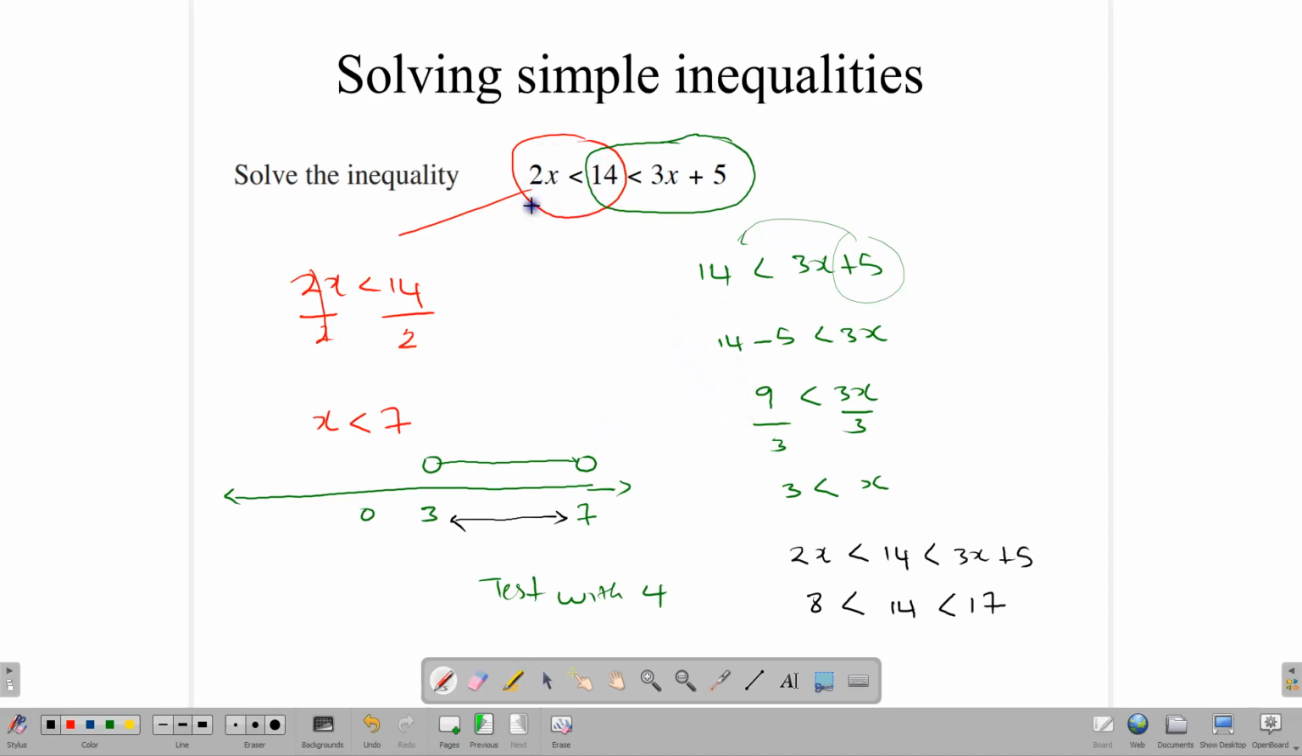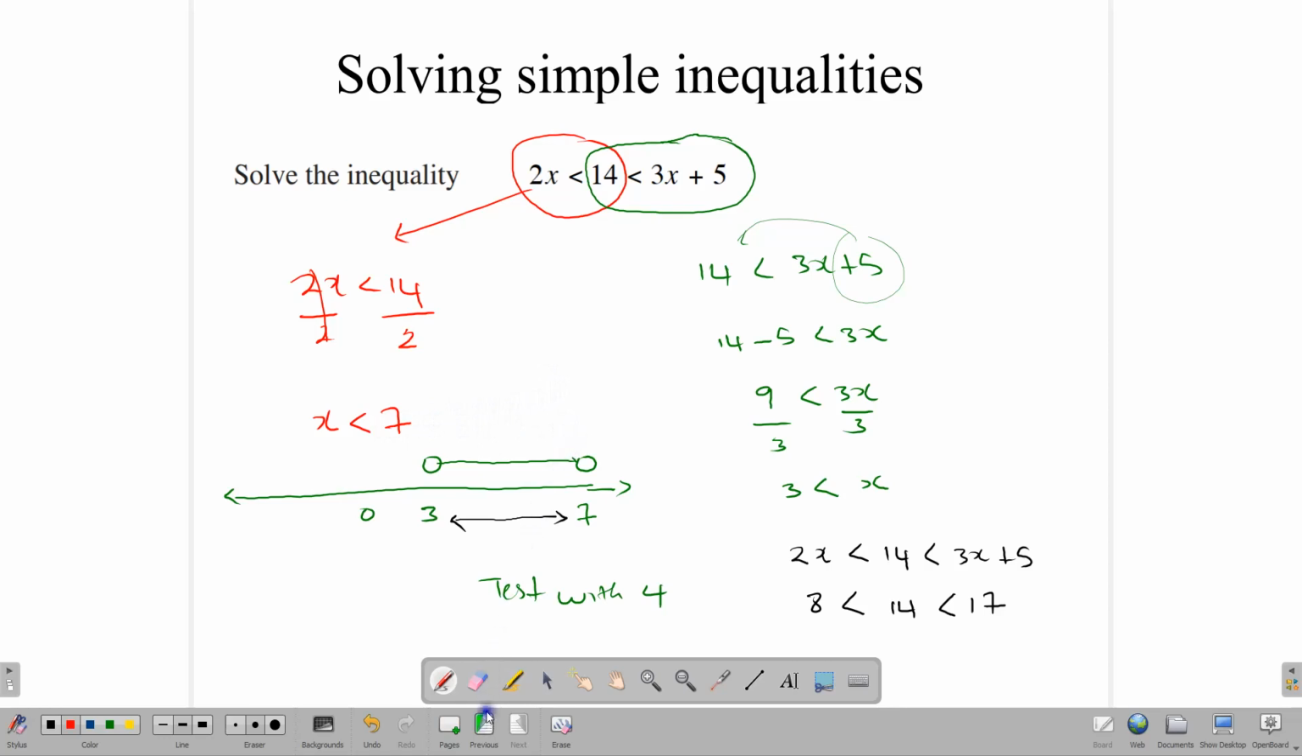If it ends up being like this, and this is actually a question from a past CXC paper, you split that question in two parts and solve it in two parts. And once you do that, you would end up with your answer, which in this case turns out to be any number greater than 3 but less than 7. And you can write that as the union of both.